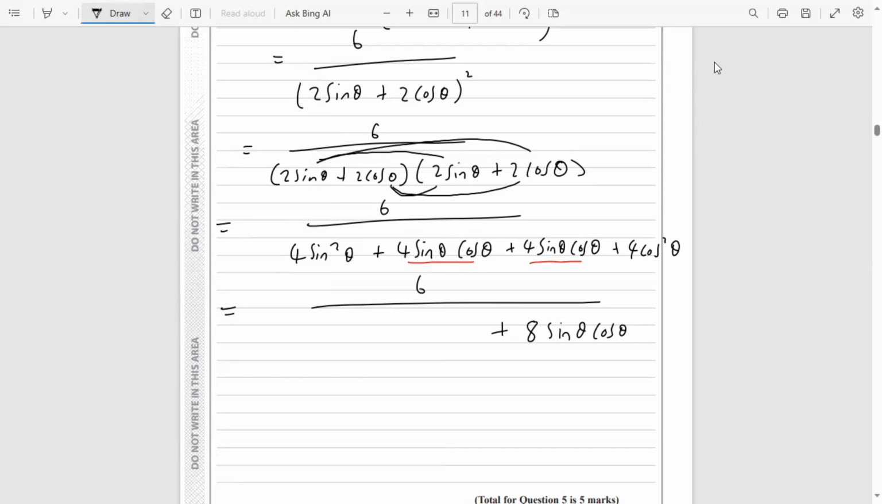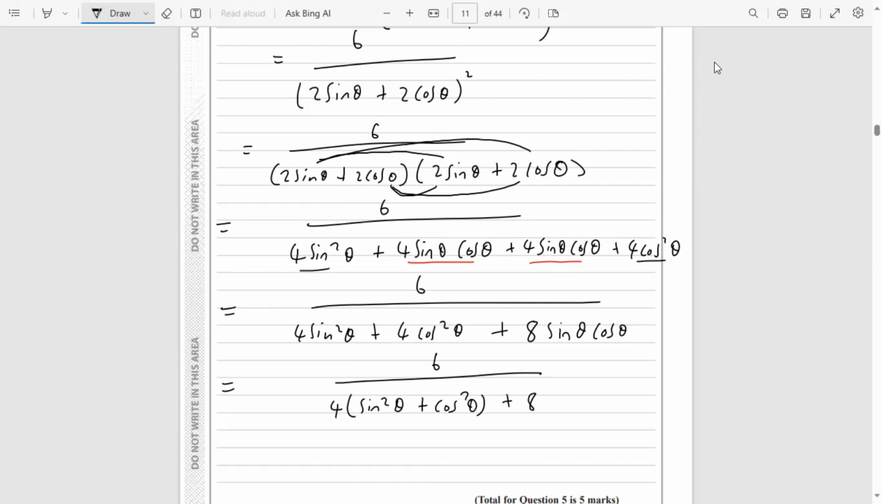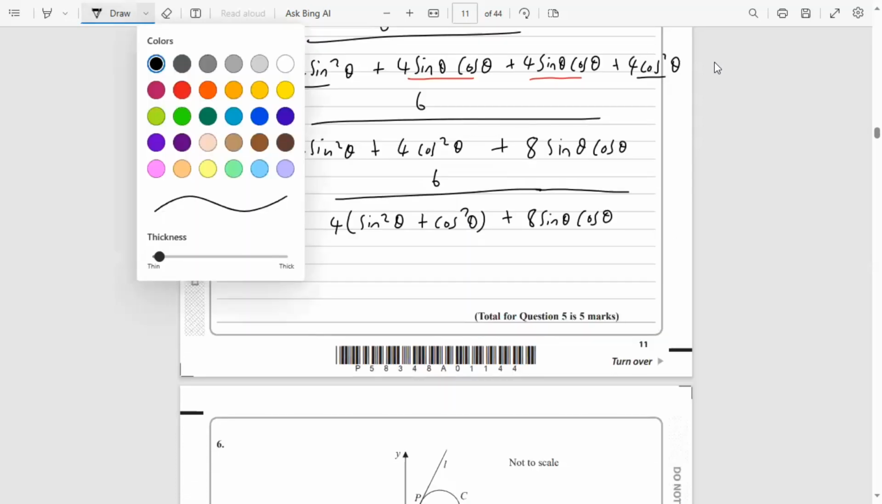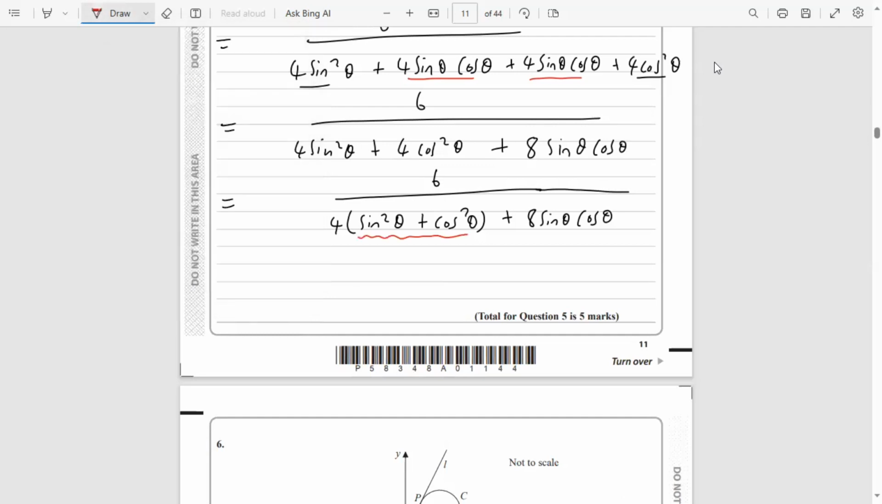And then we've got this 4 sine squared theta plus this 4 cos squared theta. So again, we can do very similar to what we did before. So we've got 6 there. We can then factorize out the 4 from these first 2 terms on our denominator. So 4 times the sine squared plus cos squared, just by factorizing out the 4 from the first 2 terms, and then plus this 8 sine theta cos theta at the end. Now, again, hopefully you notice that sine squared plus cos squared is 1. So this is just equal to 1.